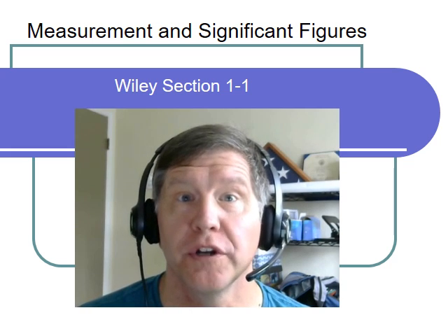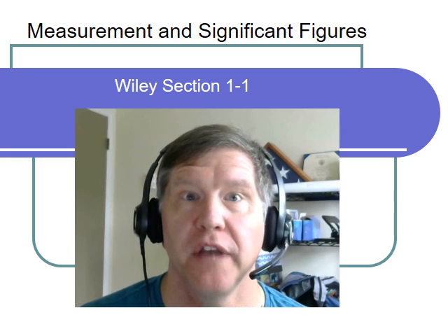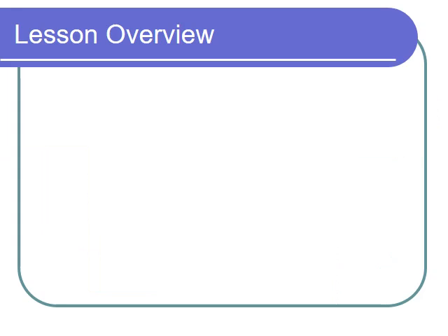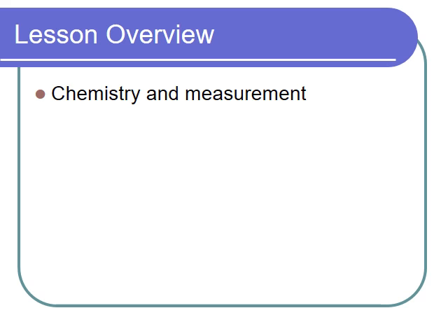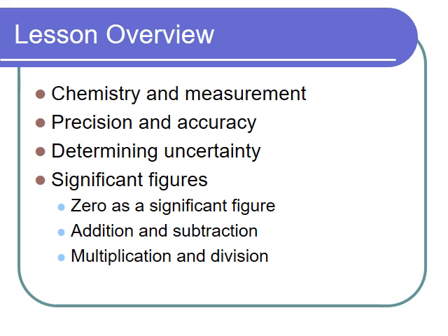In this lesson we're going to talk about measurement and significant figures from Wiley section 1-1. We'll talk about chemistry and its relationship to measurement, precision and accuracy, determining uncertainty, those homework problems, and finally significant figures. Zero is a significant figure, how to deal with significant figures in addition and subtraction, and multiplication and division. So this is a busy lesson. Let's get going.